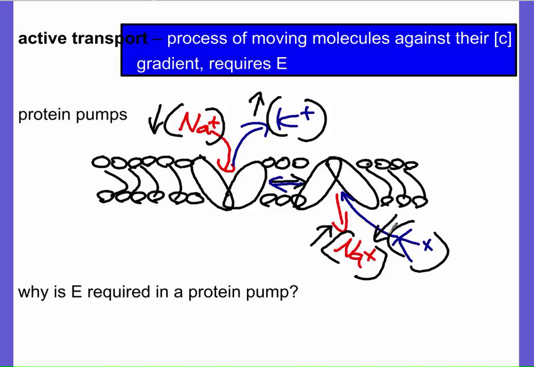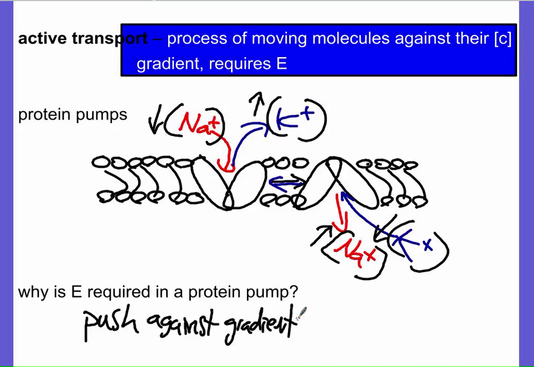So that's one thing I want you to talk about there. Using a word like that is actually pretty good, a good idea. Say push or force them across against their concentration gradient. But how am I going to do that? That's the other part of what I use the energy for.